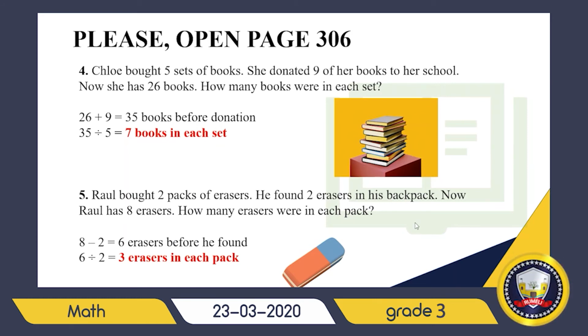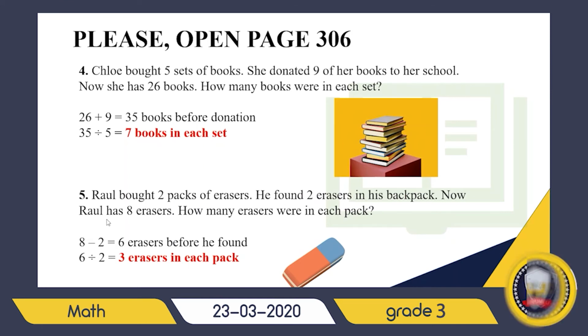So now he has 8 erasers. After what? After he found 2 erasers in his backpack. If you found something, it means you take them as extra. So he has extra 2 erasers. Before he took them, how many erasers did he have? If I want to find that, I need to do subtraction.